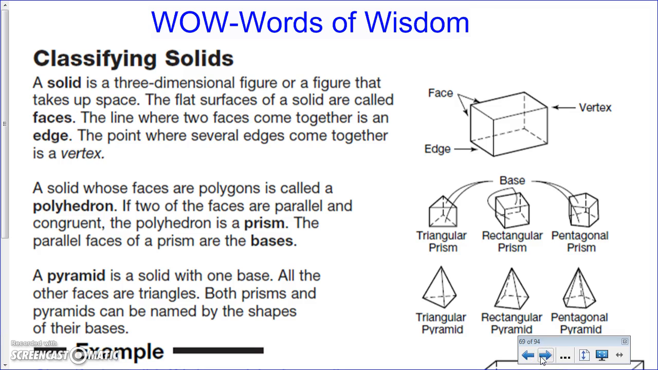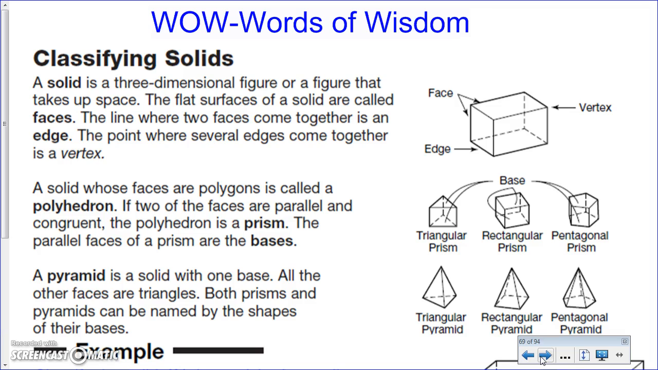Classifying solids. A solid is a three-dimensional figure, or a figure that takes up space. The flat surfaces of a solid are called faces. The line where two faces come together is an edge, and the point where several edges come together is a vertex. A solid whose faces are polygons is called a polyhedron. If two faces are parallel and congruent, the polyhedron is a prism. The parallel faces of the prism are the bases.